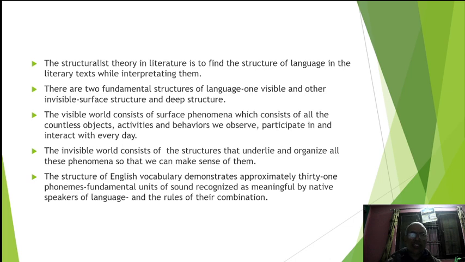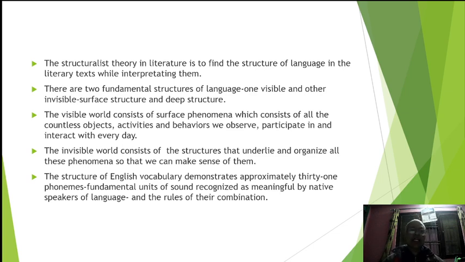The structure of English vocabulary demonstrates approximately 31 phonemes, fundamental units of sound recognized as meaningful by native speakers of a language, called phonemes, right? There are 31 phonemes, and the rules of their combination. There are rules of combination of the phonemes in language, and structures and rules of grammar. These are the structures.